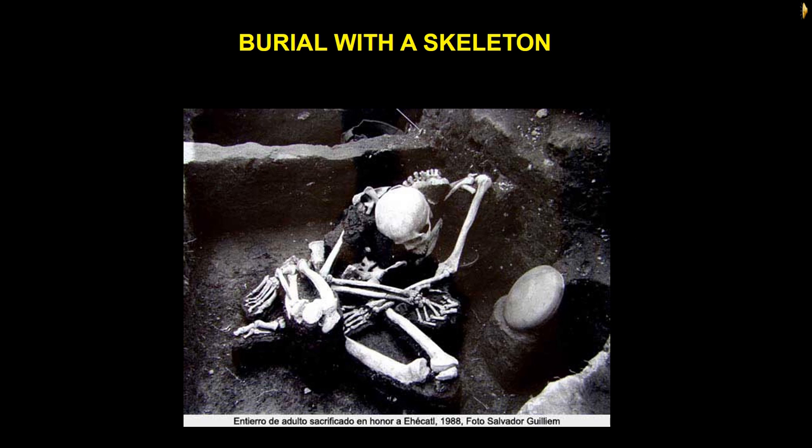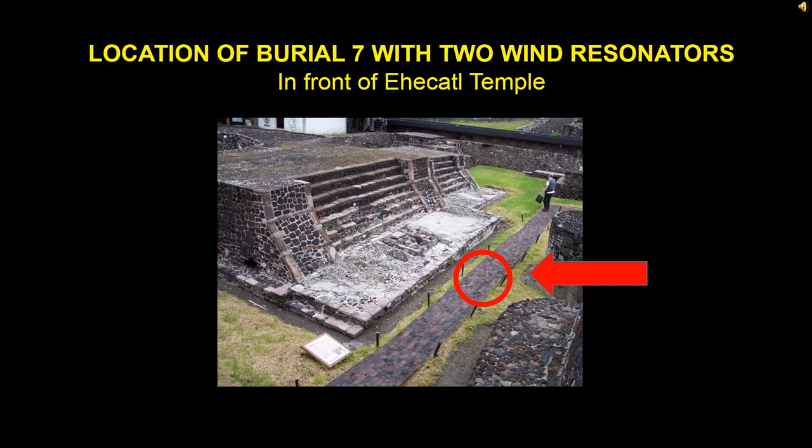1964. The photo shows a burial with a skeleton by Salvador Guillem, 1988. The exact location of the burial with the two wind resonators is shown by the red arrow. The burial was located in front of the Ehecatl temple facing east. The resonators were associated with death by the skeleton and with wind by the temple of Ehecatl, and the noise of wind, though several types of wind are known to exist in nature and in ancient mythology.